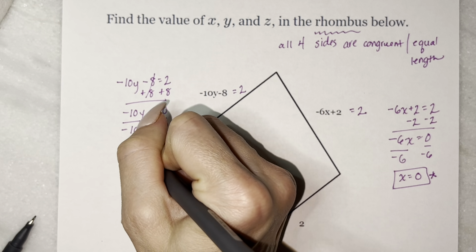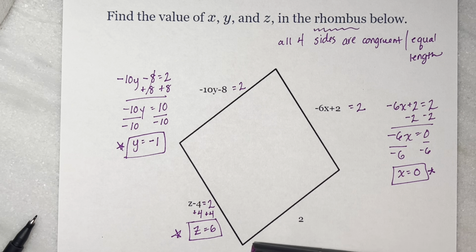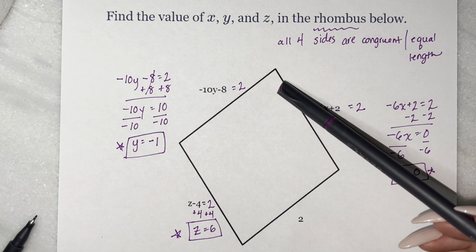So our answers to our respective variables are that x is 0, y is negative 1, and z is 6. If you plugged those values in for x, y, and z, you would get that each side is 2.